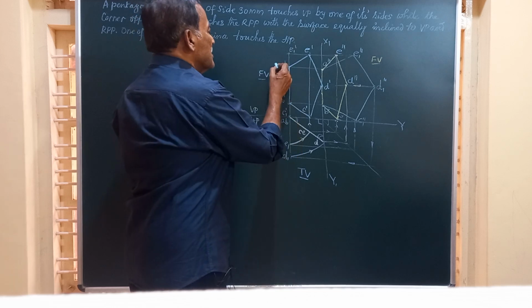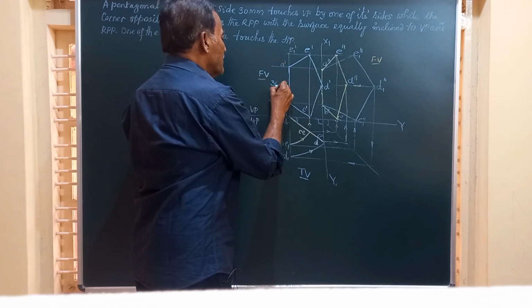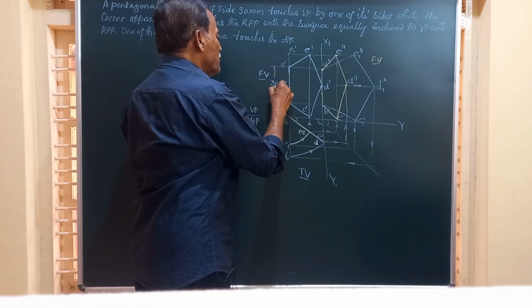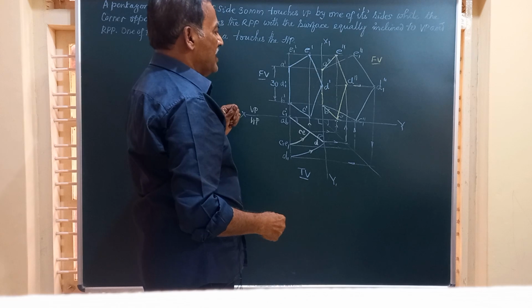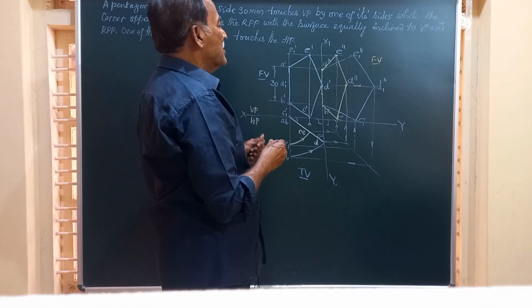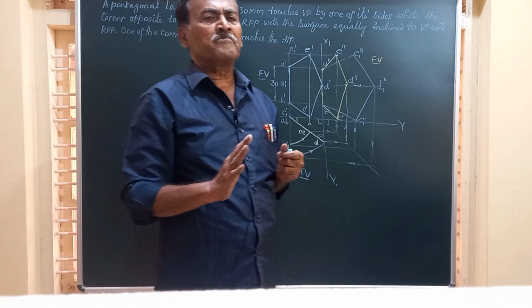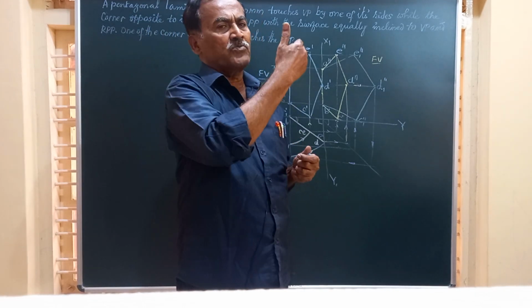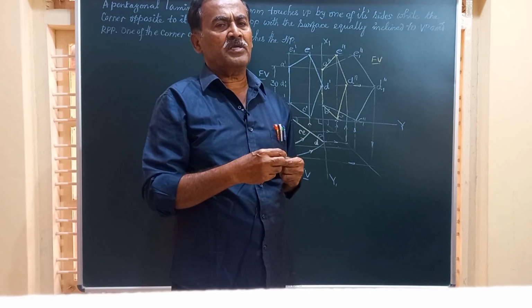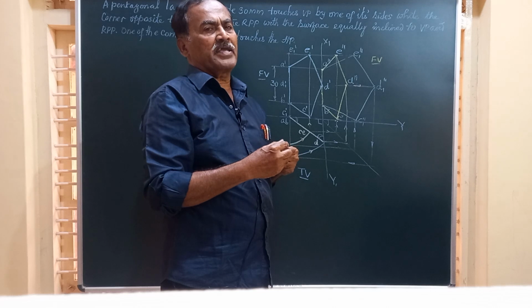Friends, this is how you get the final front view, which is once again a distorted pentagon, and the side AB will have the same measurement of 30 millimeter in both the front view and also in the end view. And friends, this is how we complete the projections of the pentagonal lamina, which touches VP by one of its sides, which is obviously perpendicular to HP. The corner opposite to that touches the right profile plane.